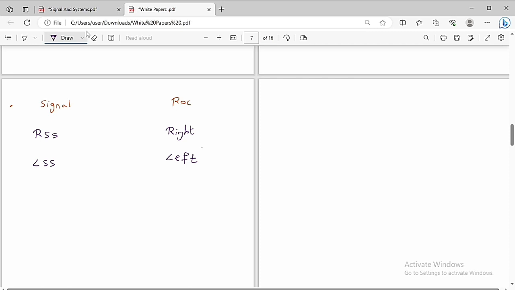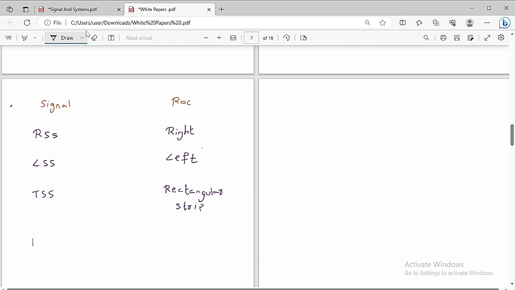Suppose the given signal is a two-sided signal, meaning f of t is not equal to 0 from minus infinity to plus infinity. For a two-sided signal, the ROC is a rectangular strip or angular strip. Let's go for the rectangular strip. I am telling you in continuous time, in the Laplace domain.